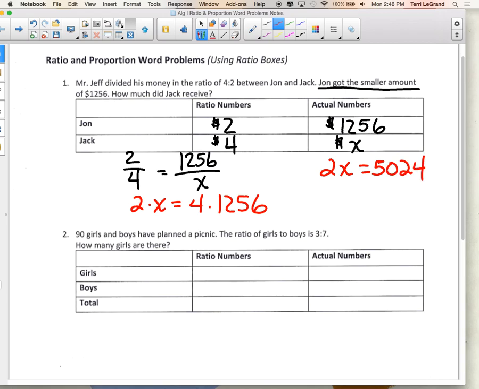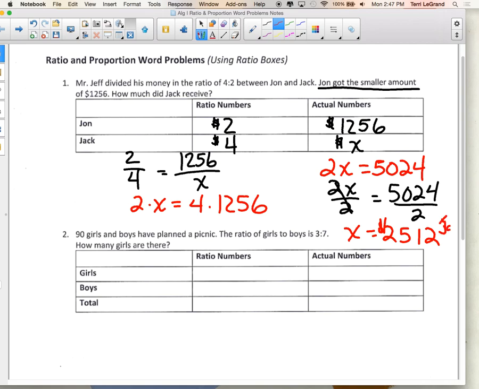And now we're going to do what to both sides? Divide by 2. And after we divide by 2, x is by itself, and we should know what x is equal to. What does x equal? Grace? 2,512. And those are dollars. And who gets this much money? Jack. Okay, so this is Jack, isn't it?